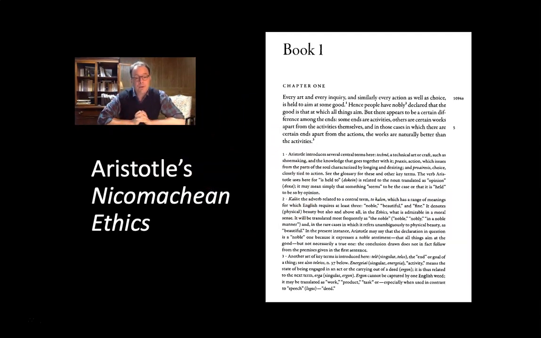Book 1, Chapter 1. It says, "Every art and every inquiry, and similarly every action as well as choice, is held to aim at some good." Now notice, this is how Aristotle talks. He gives you no context for this. And then he says of this statement, it is held to aim at some good. He doesn't say, I believe, or I think it is the case that these things aim at some good. He says it's held as an opinion by some people.